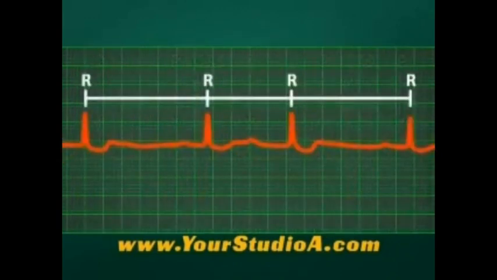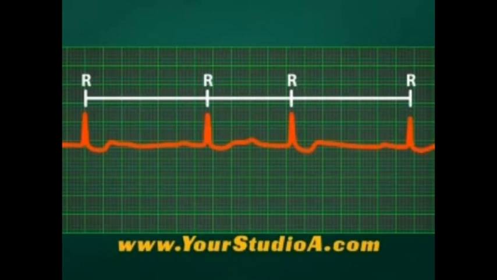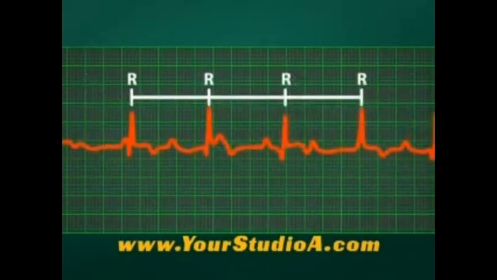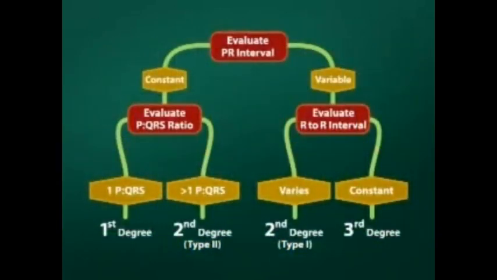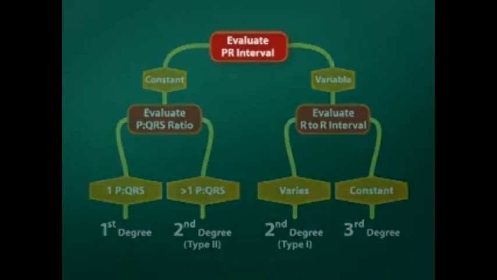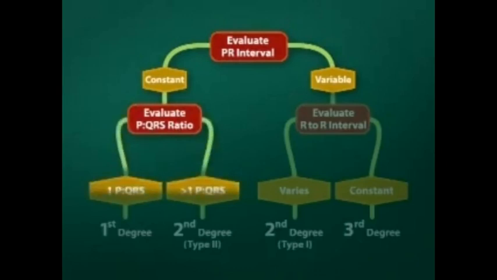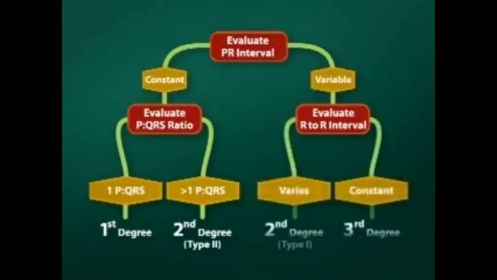If the PR interval was varying, then look at the R to R interval. If the R to R interval is varying, it's a second degree type 1. If the R to R is constant, it's a third degree block. The entire decision-making process is illustrated on this flowchart. First, assess the PR interval, and next, if constant, evaluate the P to QRS ratio. If variable, evaluate the R to R interval. And that's all there is to differentiating AV blocks.